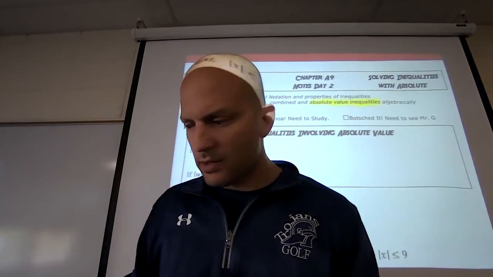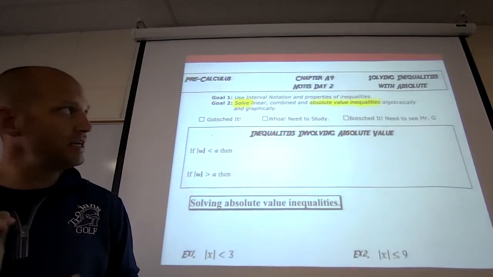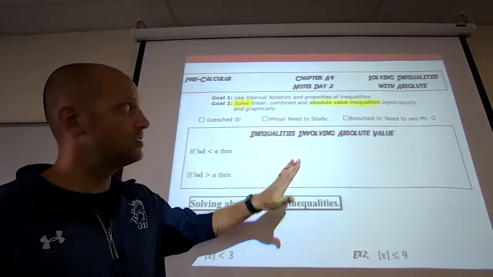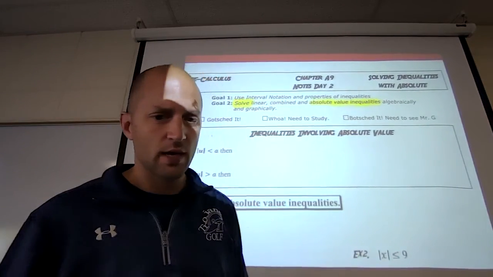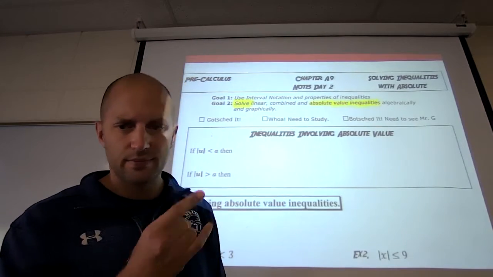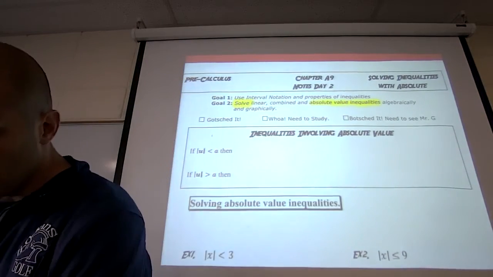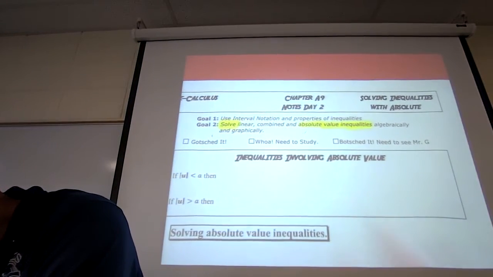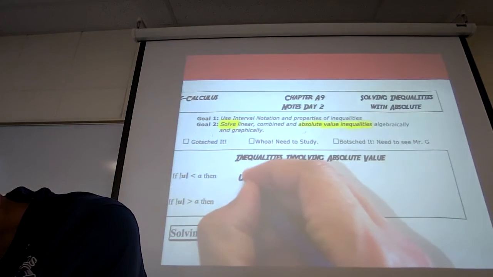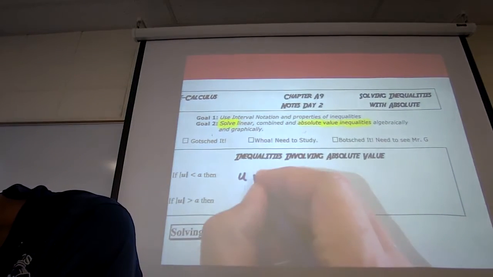All right, so we're going to get right into A9 day 2. Again, we're solving inequalities, specifically absolute value inequalities, okay? And there's two types that we got to know. The first one is, if I have the absolute value of u is less than a, then all I have to do to solve it is rewrite it. So it's u is less than a.